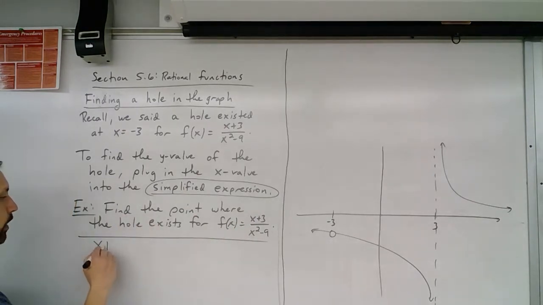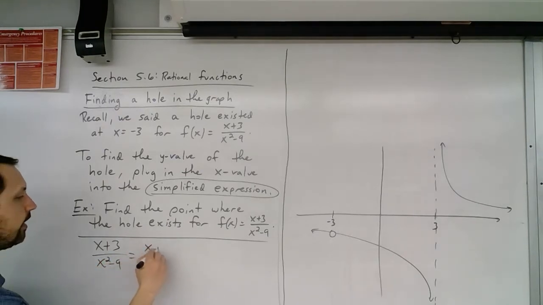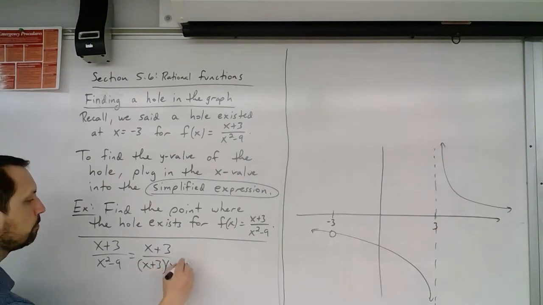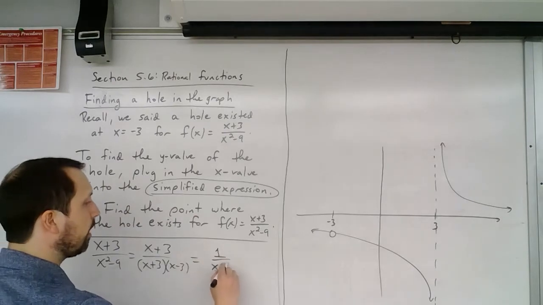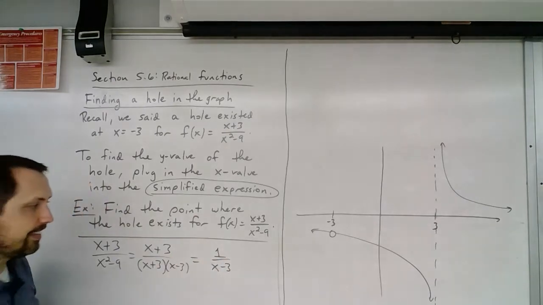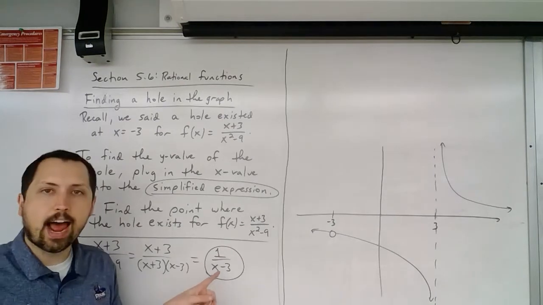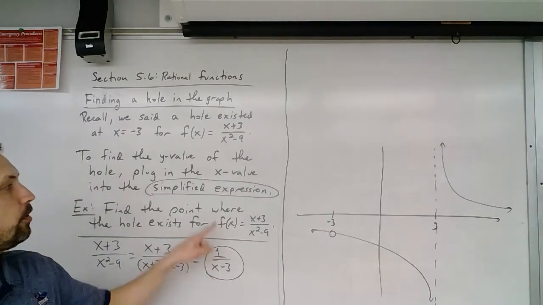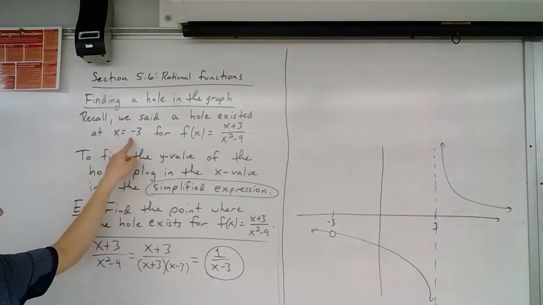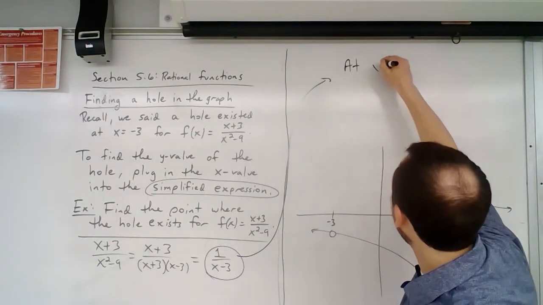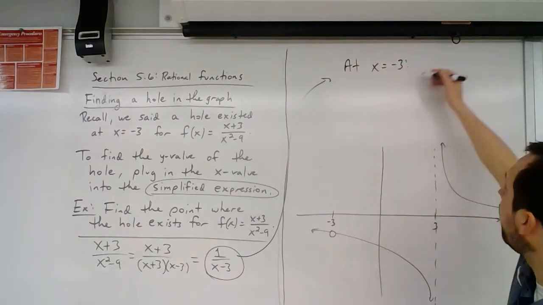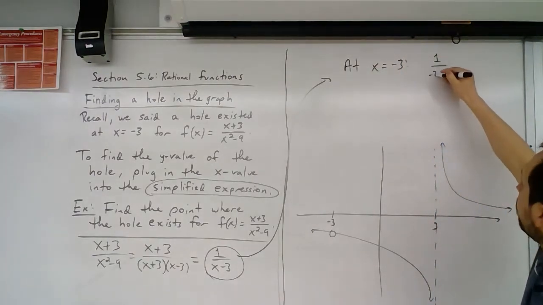So what we did is we said that for x plus 3 over x squared minus 9, when we simplified this, we factored the denominator as x plus 3 times x minus 3, so we were left with 1 over x minus 3. So then if I take this simplified expression, I'm going to plug in x equals -3 into this. So at x equal to -3, I get 1 over -3 minus 3.